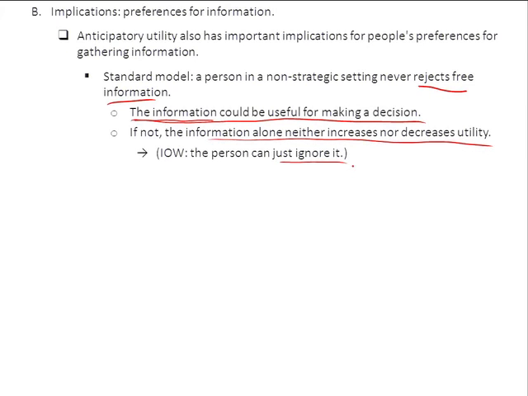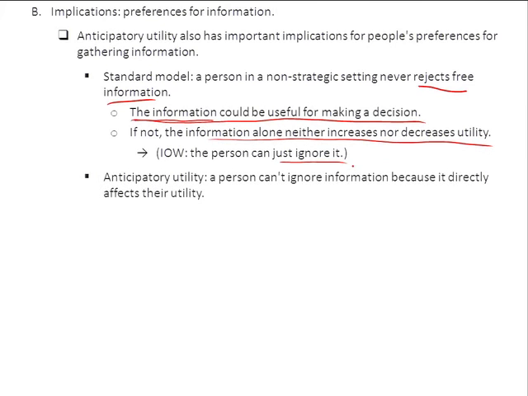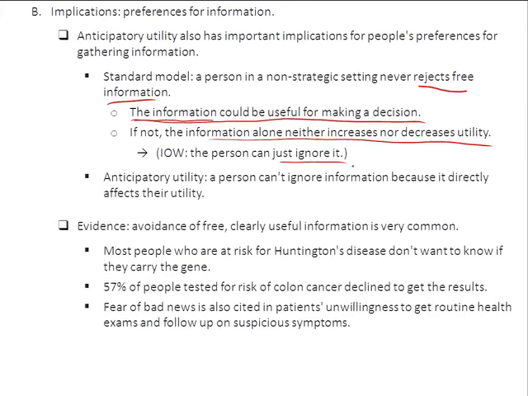But in a model of anticipatory utility, the person can't necessarily ignore the information because it affects their beliefs, and they have preferences over beliefs as well as outcomes. So here's some evidence of this. There's a paper on the non-required section of the site that cites all of these findings. Most people who are at risk for Huntington's disease, which is a pretty nasty disease, which people are genetically predisposed to.